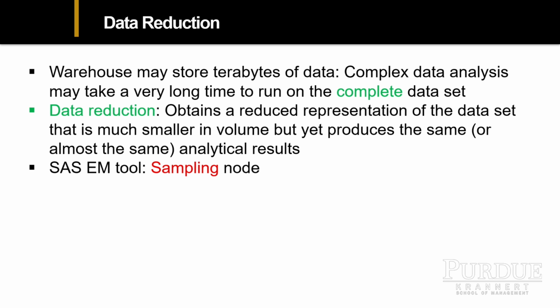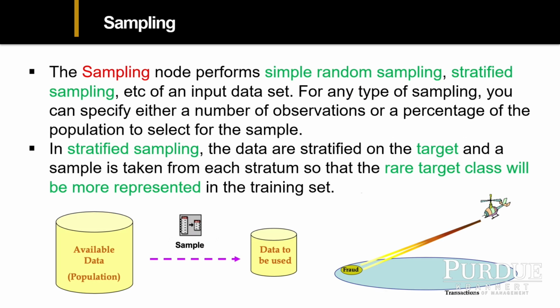A simple way to do that is to do sampling. Basically, we obtain a reduced data set. This reduced data is a good representation of the original data, but it's much smaller in volume, and it can produce similar results for the analysis. In SAS Enterprise Miner, we have a tool called the sampling node. So we're going to use the sampling node.